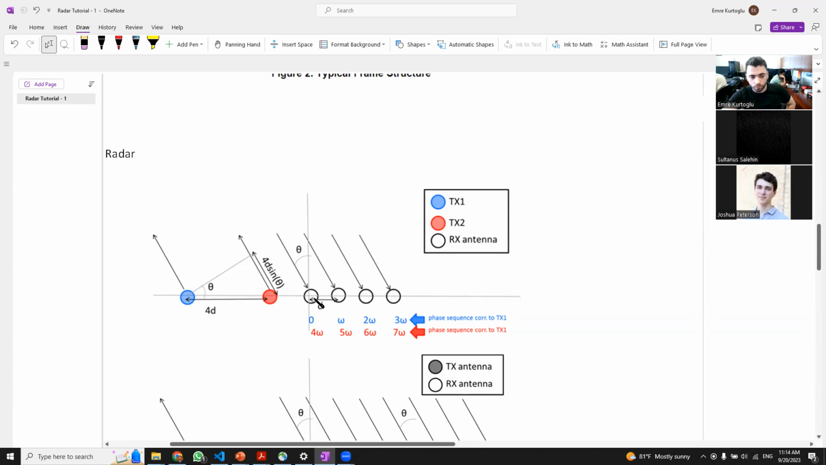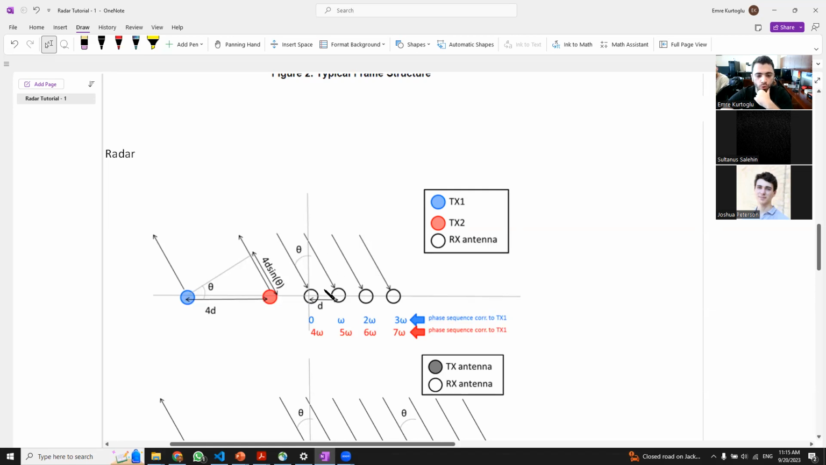In order to be able to measure the angle, we need at least 2 antennas or 2 transmitters. Because if we have only one transmitter and 1 receiver, let's say we measure the target as being 1 meter away from the receiver, it can be 1 meter here or 1 meter here or 1 meter here. It can be anywhere at 1 meter distance.